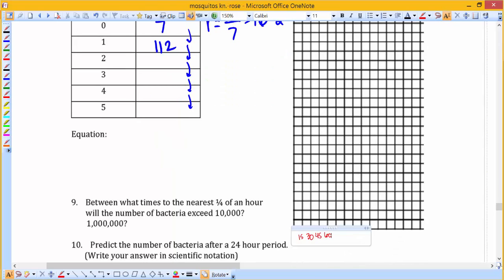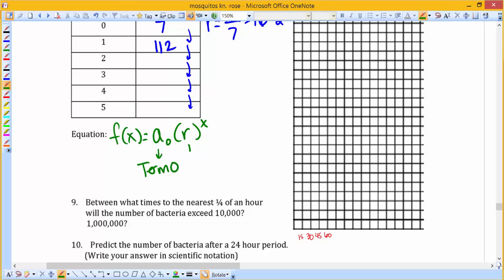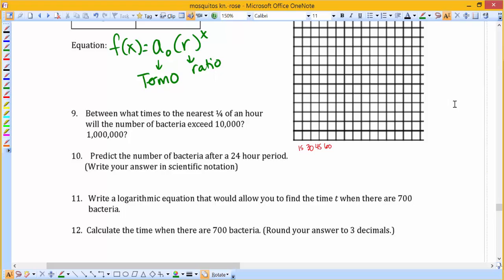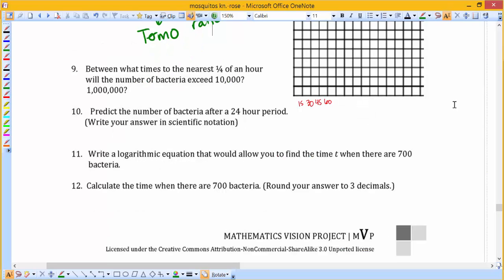Now for writing the equation, I'm going to use y equals, or f of x equals, actually let me use that. F of x will equal a sub 0 times r to the x. A sub 0 is your term 0, and r is your ratio. It's what you are multiplying by. So you're going to get all that from your table to finish writing your equation. Once you have that, you can now answer questions 9 through 12.